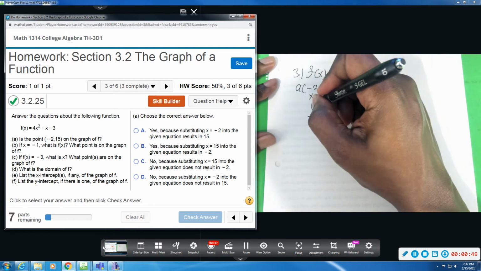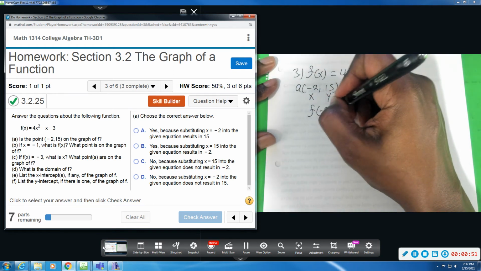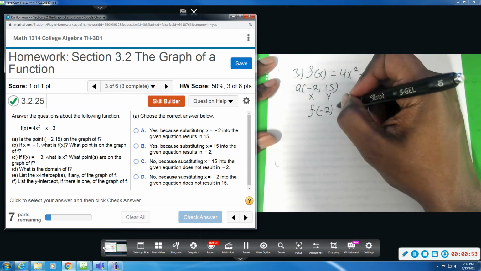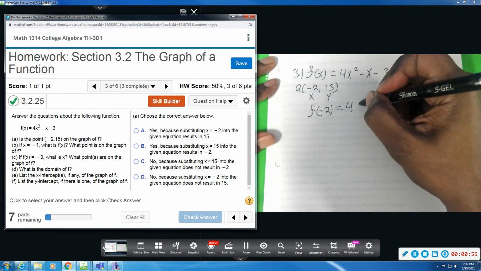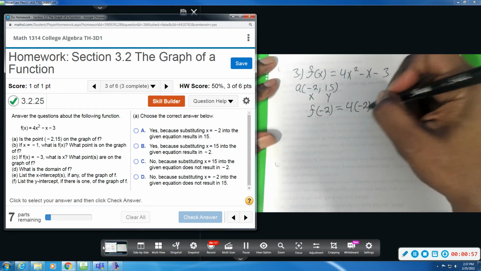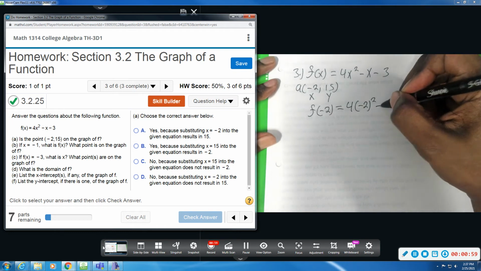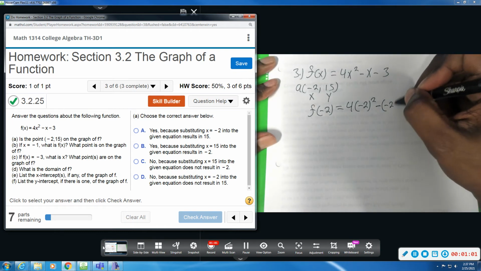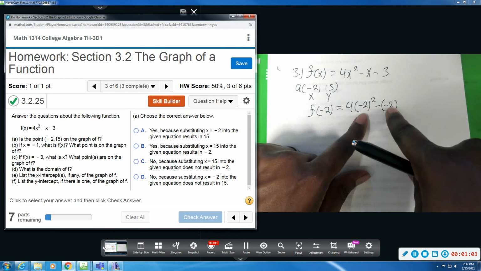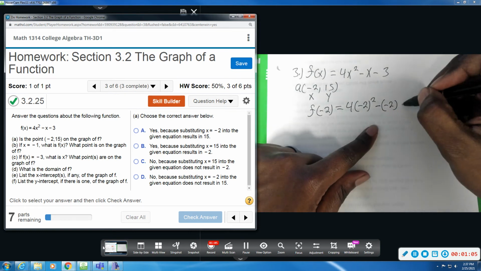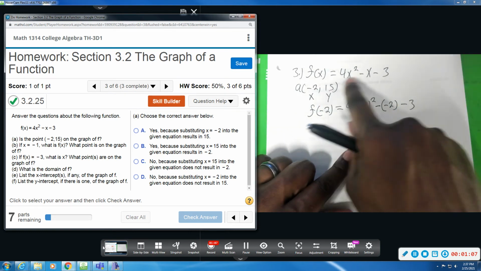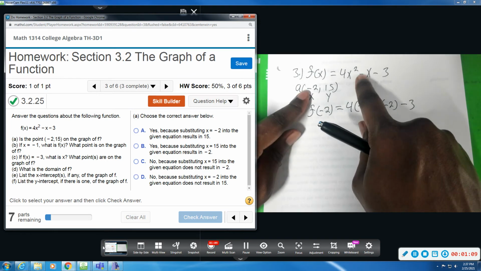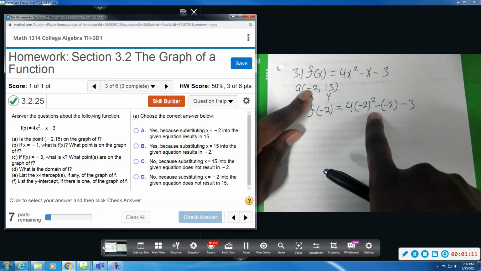So we're going to say f of -2, plugging in -2 for x, will give us 4 times (-2) squared minus, and then in parentheses a -2. Every time I plug in x, you plug it in parentheses, and then minus 3. So don't confuse your negative with the minus that was already there. You have to have both.